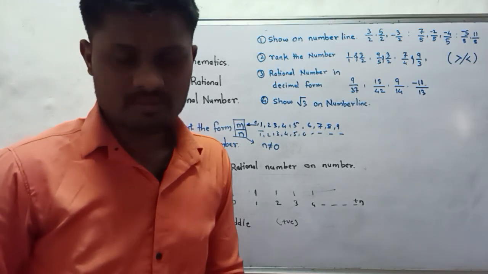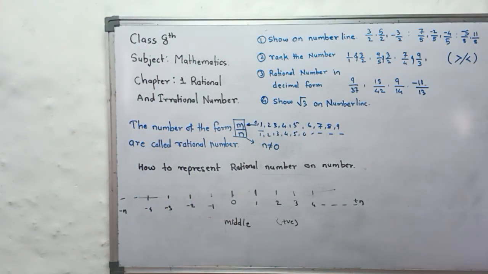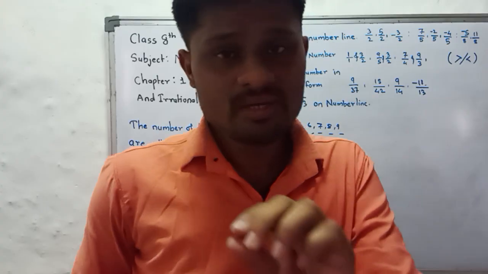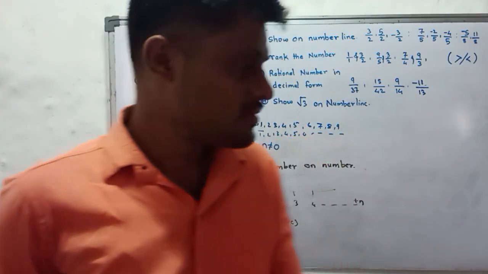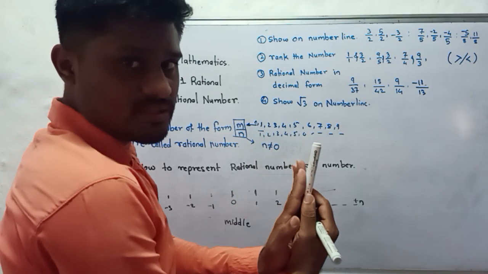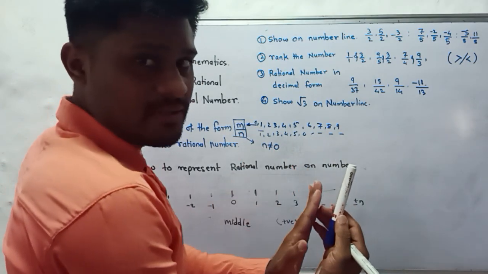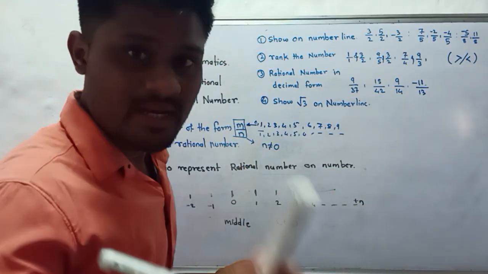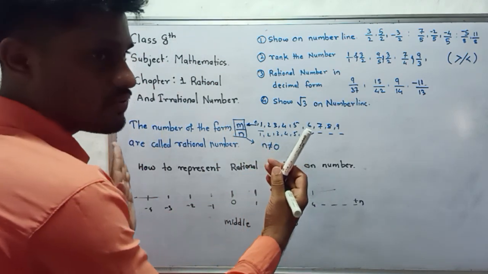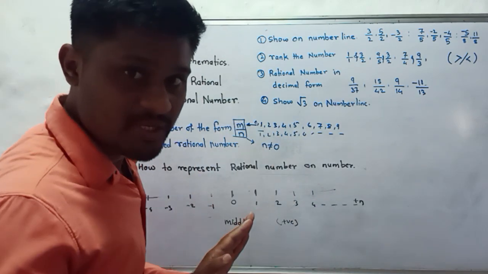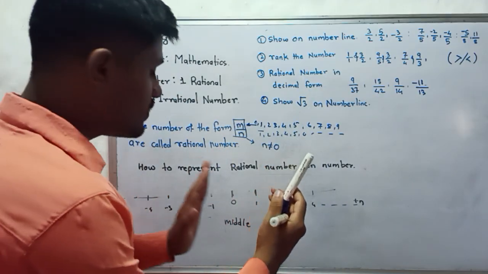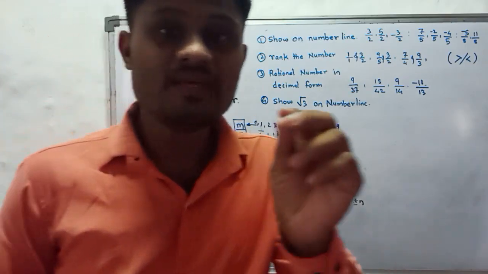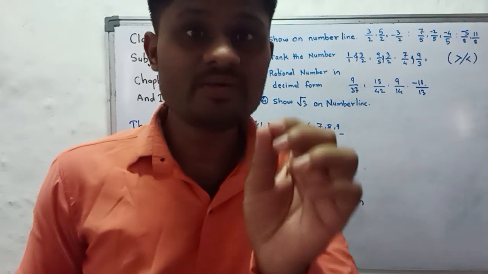Have you got my point? Yes, definitely. Now, if you have to write the definition for a negative integer, what will we write? We can write: the numbers that can be represented on the left side of 0 on the number line, that particular number we call a negative integer.